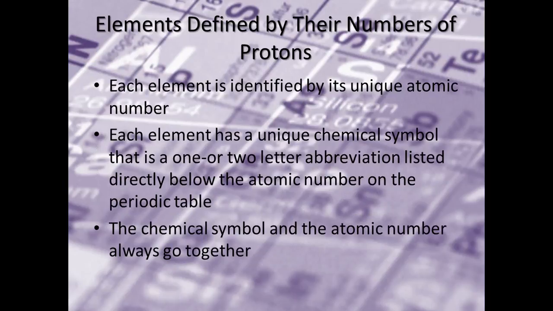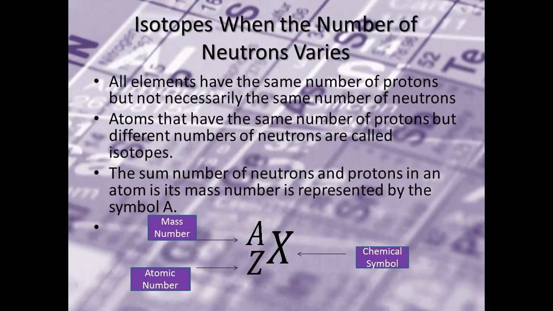Each element is identified by its unique atomic number. Each element has a unique chemical symbol that is a 1 or 2 letter abbreviation listed directly below the atomic number on the periodic table. The chemical symbol and the atomic number always go together.